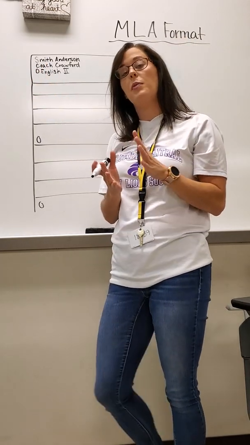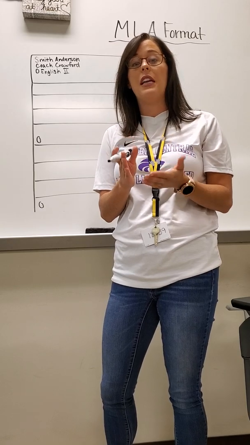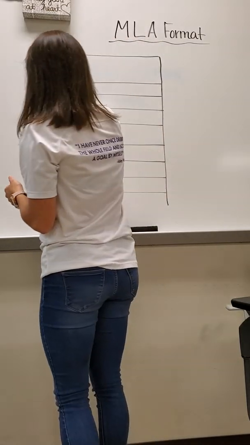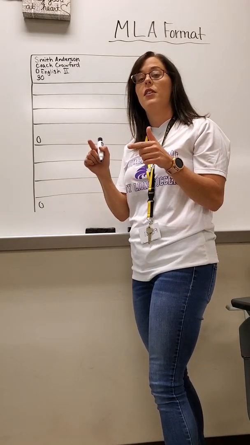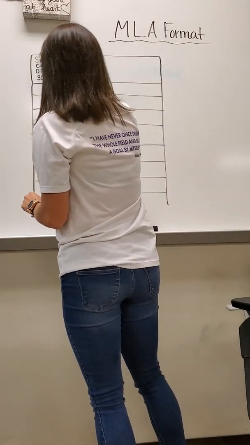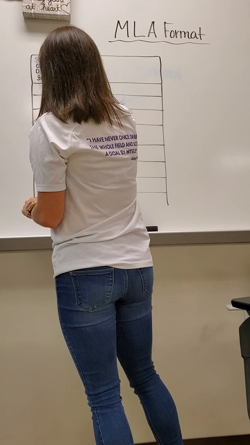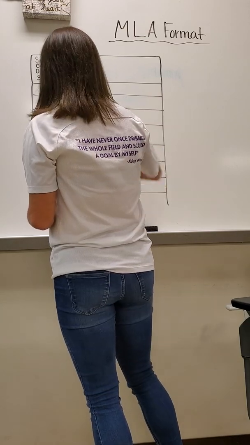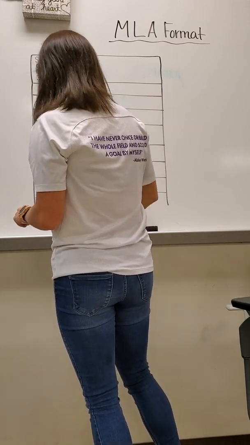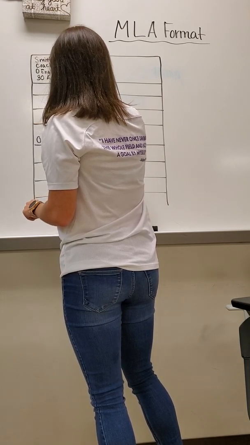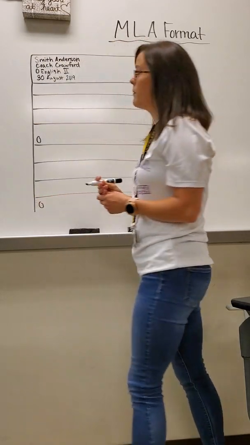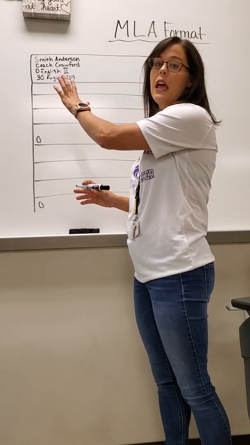Now, this looks a little bit different. You are going to put the day first. So today is the 30th. Then you put the month and then the year. So 30 August 2019. That all goes on the top left.